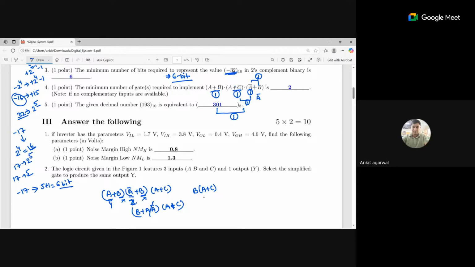So how many gates are required? One OR and one AND. So two gates are required.